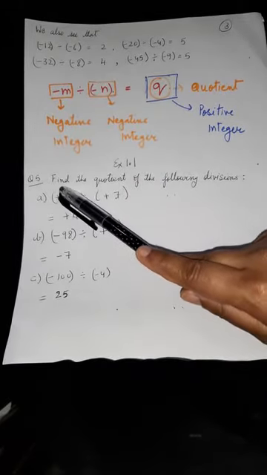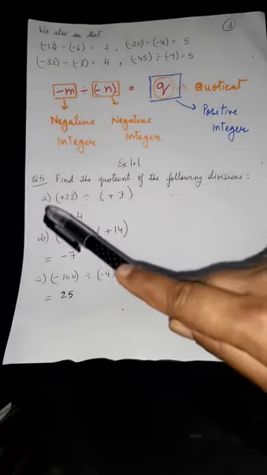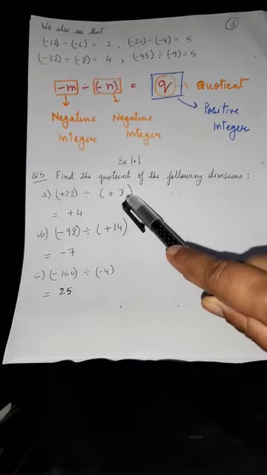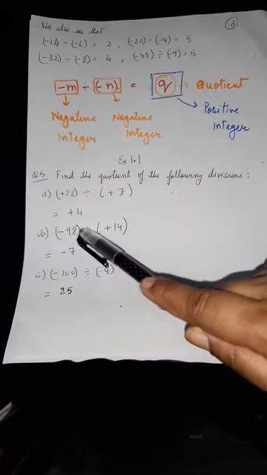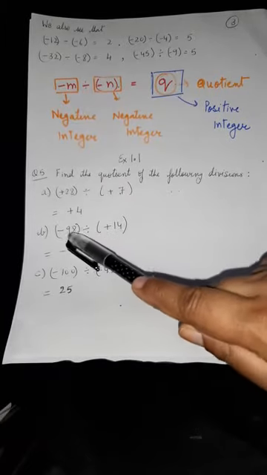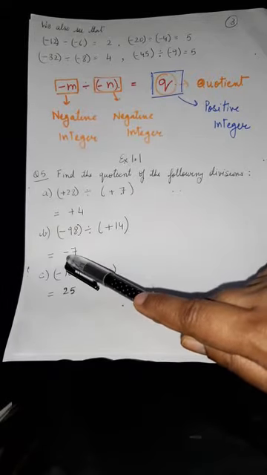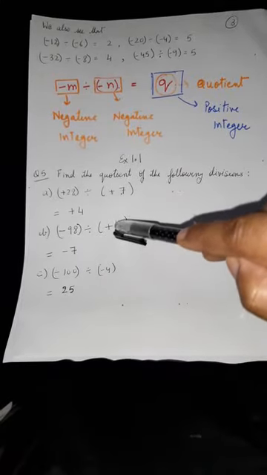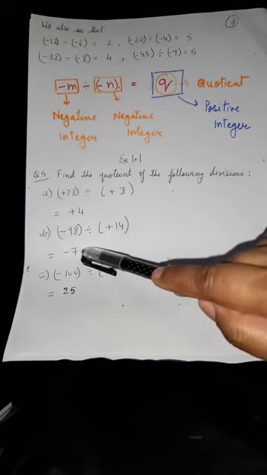The first question is, find the quotient of the following divisions. Plus 28 divided by plus 7. So the answer is plus 4. Minus 98 divided by plus 14. One integer is negative, so there will be a negative sign in the answer. And whenever we divide 98 by 14, we get 7 as the quotient.